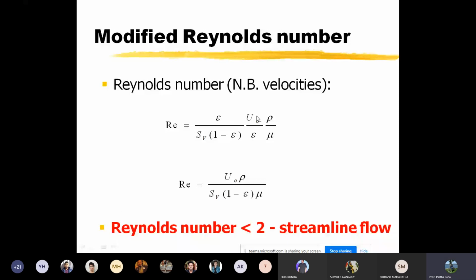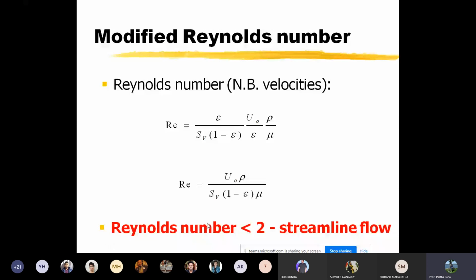U was substituted by U naught by epsilon, that is, U is actually the interstitial velocity, and here U naught is the superficial velocity, and rho by mu. So rearranging this term, the modified Reynolds number becomes U naught rho divided by S(1 minus epsilon) mu. This is very important for the Reynolds number for fluid flow through porous media, and generally the Reynolds number is less than 2 for a streamlined flow. Okay, that you should remember, less than 2.